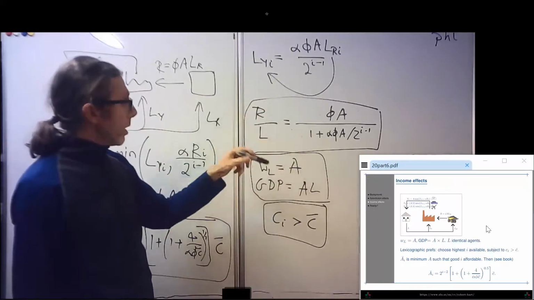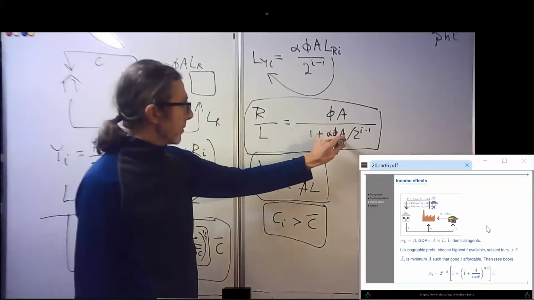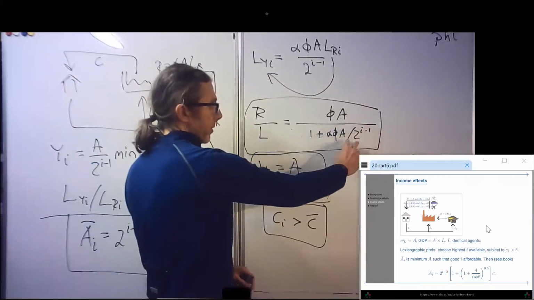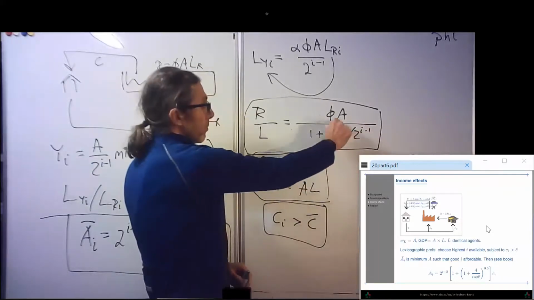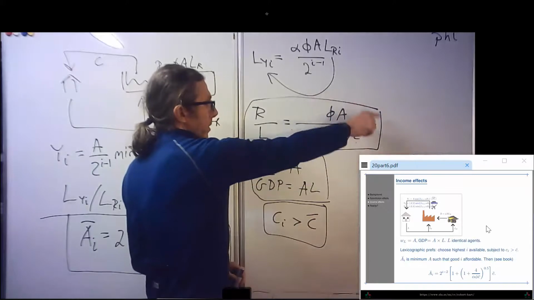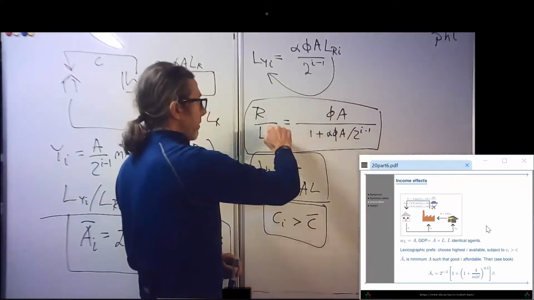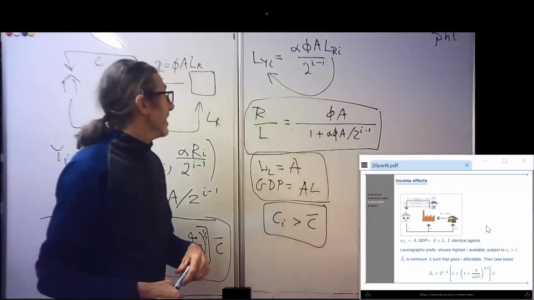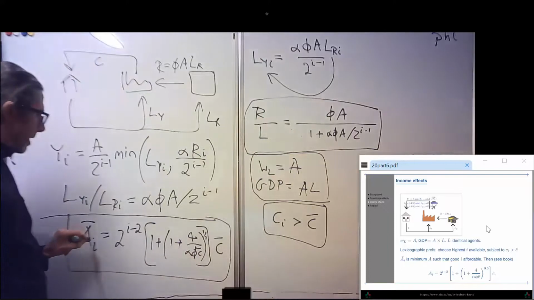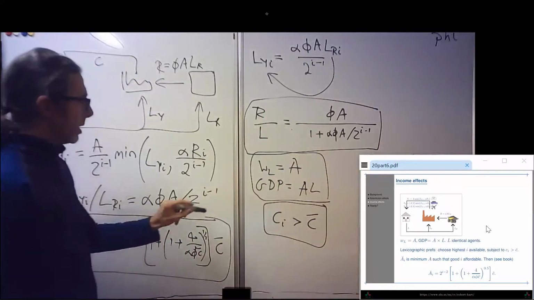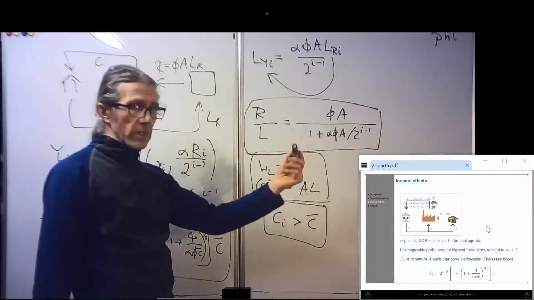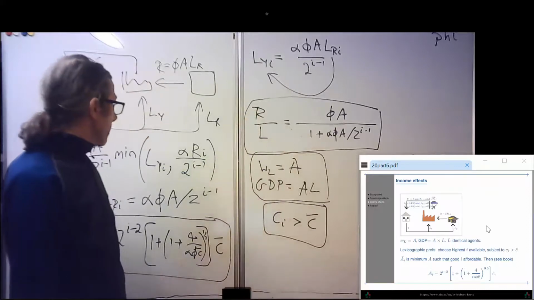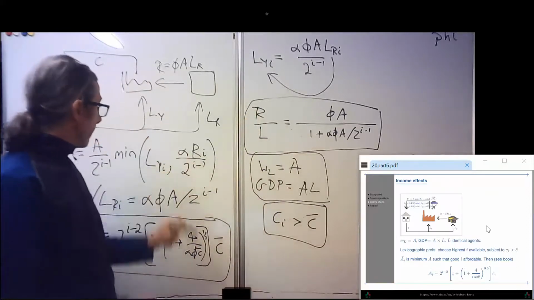So R over L, what happens to R over L when A doubles and i goes up by 1? This has doubled, this has doubled. So this stays the same, but this has doubled. So the right-hand side here doubles, R over L doubles, R doubles. So productivity doubled, shifted up one good. GDP doubled because the good is twice as valuable. Resource use doubled because the good is twice as energy intensive.